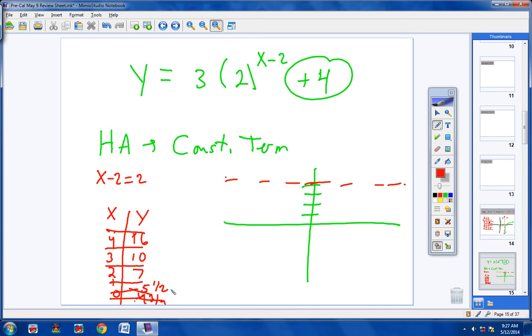4 3/4. So at 1, 2, 3, 4, 5, 6, 7. At 4, you're way up here at 16 somewhere. At 3, you're at like 10. At 2, you're at 7. At 1, you're at, I don't know, 5.5. At 0, you're at 4 3/4. And so the graph will be a typical curve like this. Okay, I did it quickly, but you get the idea.